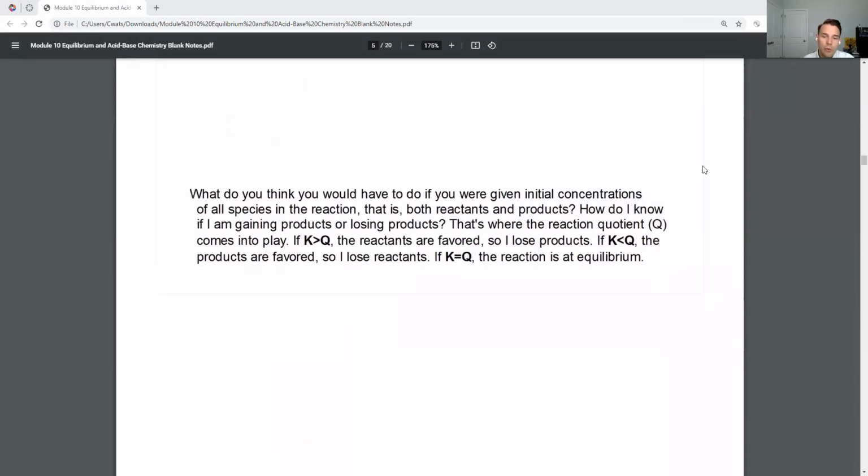What do you think you would have to do if you were given initial concentrations of all the species in the reaction, that is both reactants and products? How do I know if I'll be gaining products or losing products? That's what we're going to look at Q, which is called the reaction quotient. So what is Q? Q just tells me where I am in the reaction.